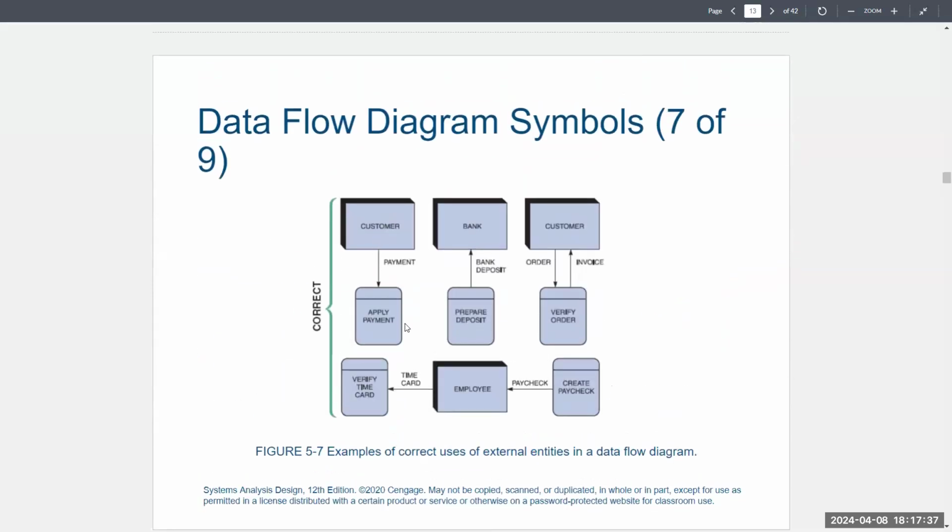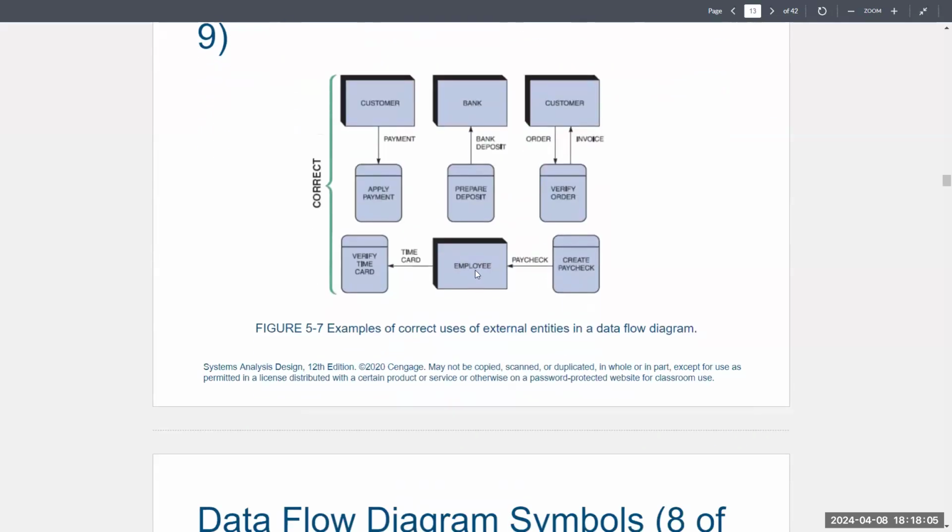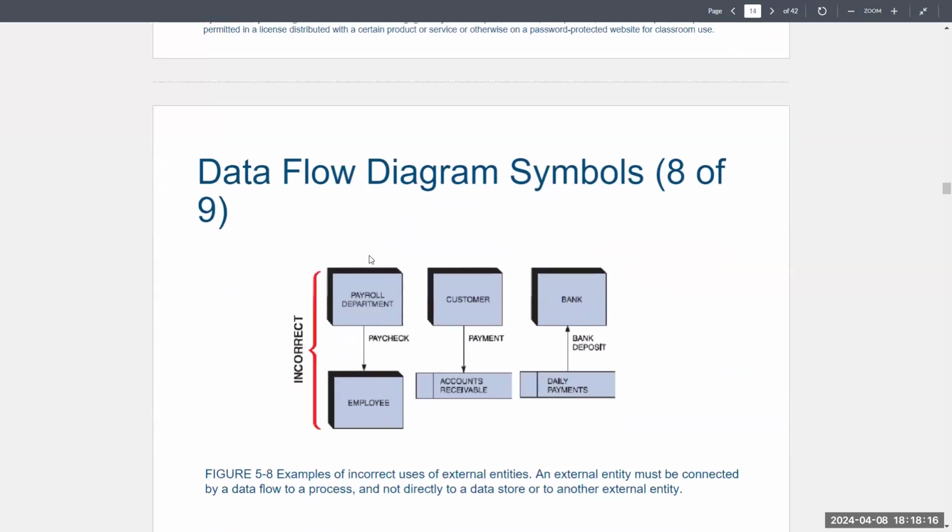So some of the correct ways to combine all of that, the entity, process, and data flow, right? You have an external entity called customer sending payment data to our process called what? Apply payment. That may have several underlying processes. Same thing here: our prepare deposit process sending data to a bank, right? In some cases, you have an internal process sending data to an external, which in turn sends information back to our internal, which is possible, right?